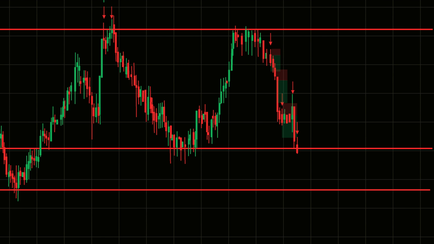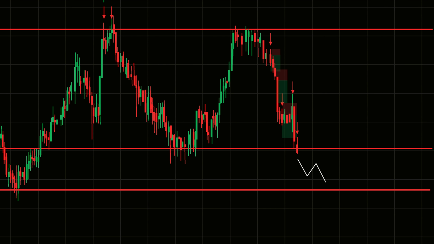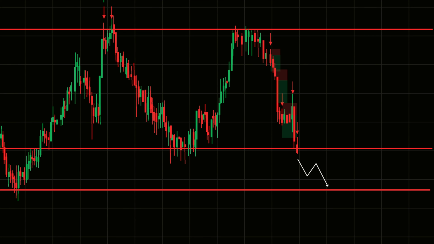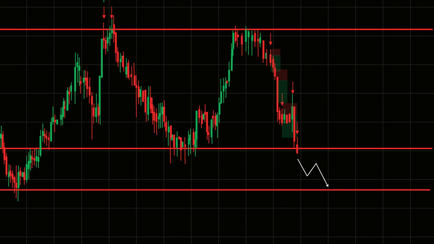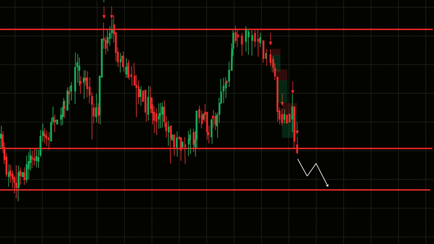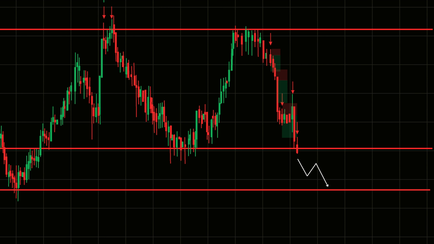So what are the high probability scenarios from here? Down triangle scenario 1, bearish breakout. If price breaks below this demand zone with strong momentum, that would confirm a bearish continuation. In that case, we can expect the market to push down toward the next support area, which would become our new target zone for shorts.